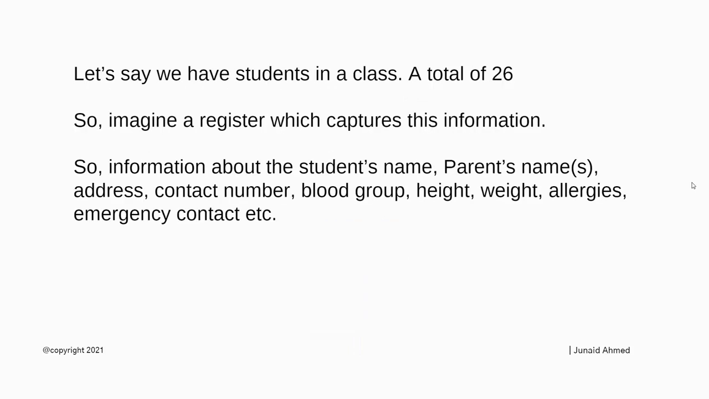Let's say that you have students in a class, you need to capture the information of these students, and you have a total of 26 students. Imagine you were to create a register, basically a book, which captures this information. How would you go about thinking about it? What kind of information do you want to capture about these students, so that you can draw the number of columns in your register? You may want parents' information, address, contact number, blood group, height, weight, allergies, emergency contact, and things like that.